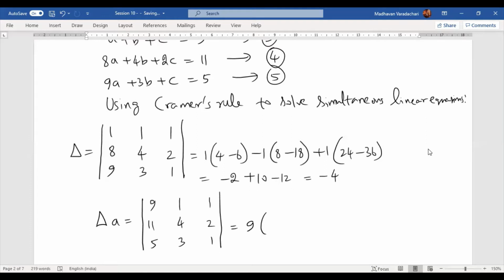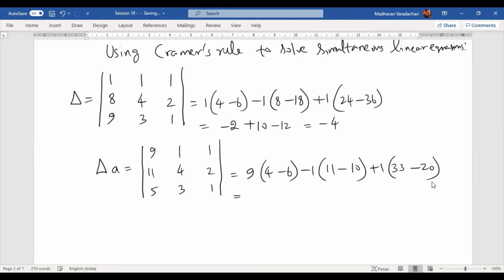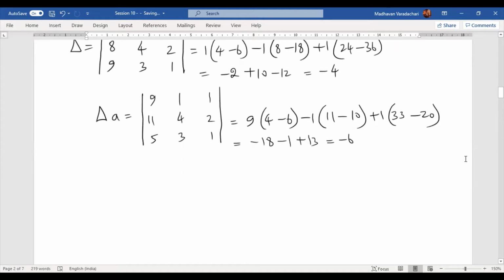Let us do this. 9 times 4 into 1, 4, 3 into 2, 6, minus 1 times 11 into 1, 11, minus 5 into 2, 10, plus 1 times 11 into 3, 33, minus 5 into 4, 20. So this is minus 2, 9 into minus 2 is minus 18. This is 1, 1 into minus 1 is minus 1. This is 13. So how much do we get? This is minus 19. Minus 19 plus 13 gives you minus 6. So we got delta A as minus 6.